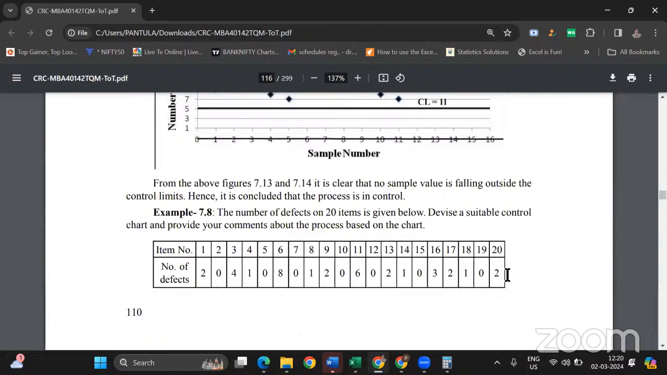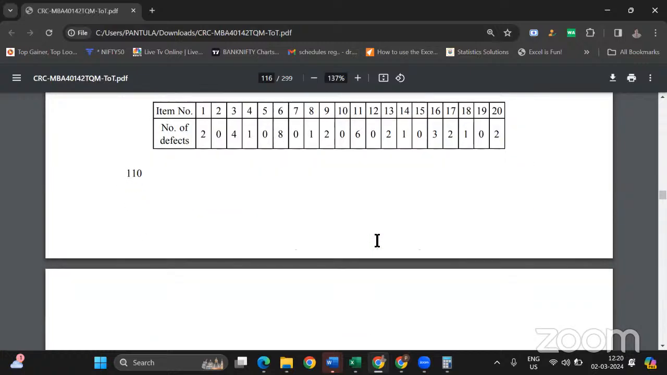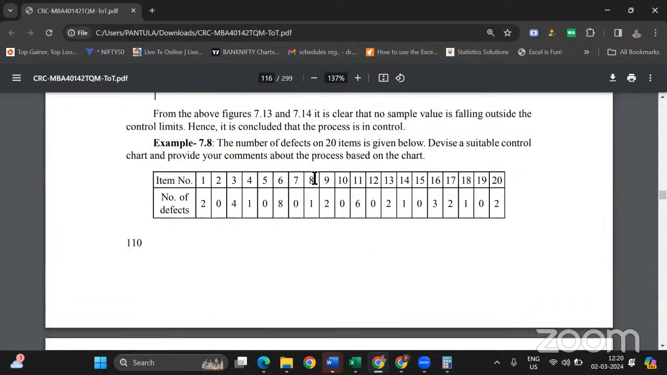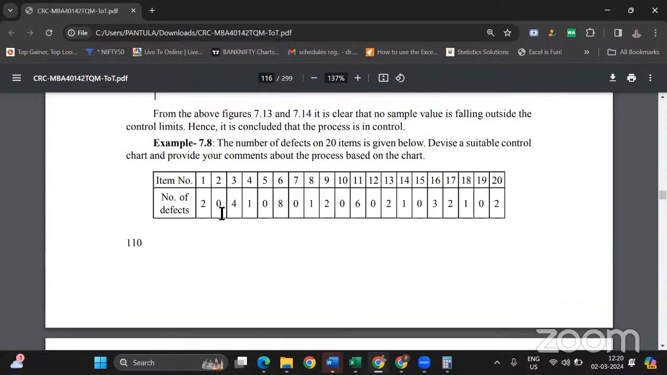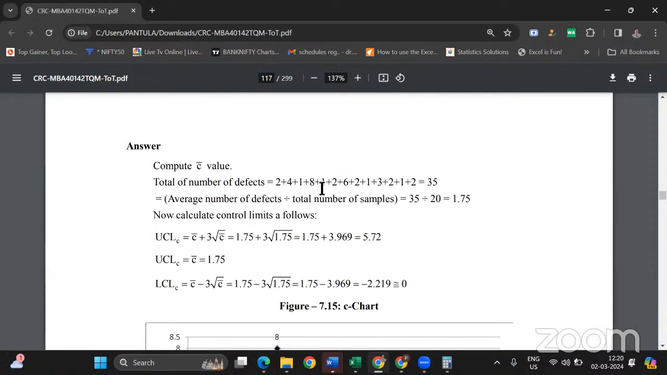Then they'll ask you to provide a suitable control chart, a C chart, and provide comments on the process. So, C chart, C value. Now you have 20 values altogether. We can total them, and 35 will come. The average number of defects is the total divided by the total number of samples: 35 divided by 20 is 1.75. So C bar is 1.75.